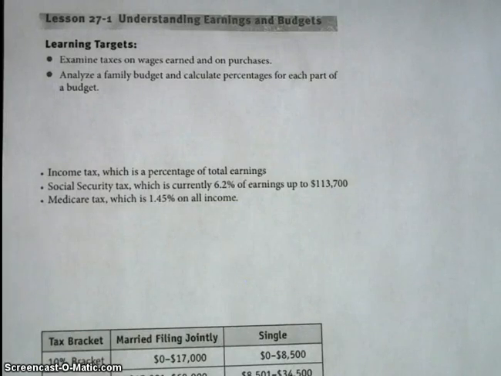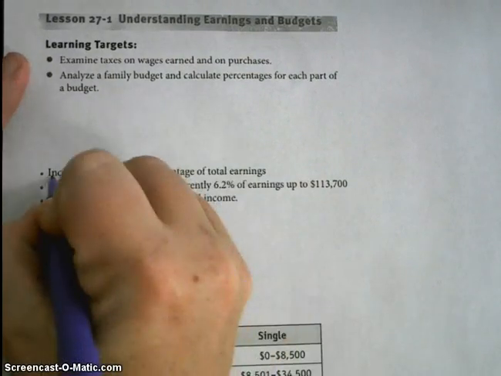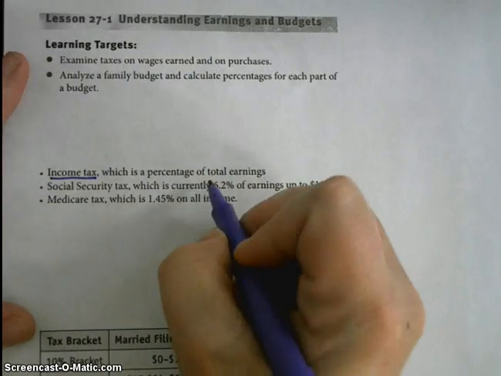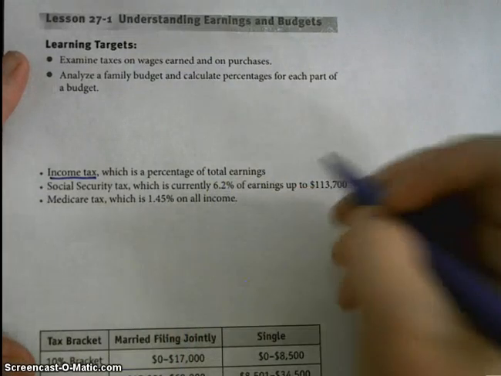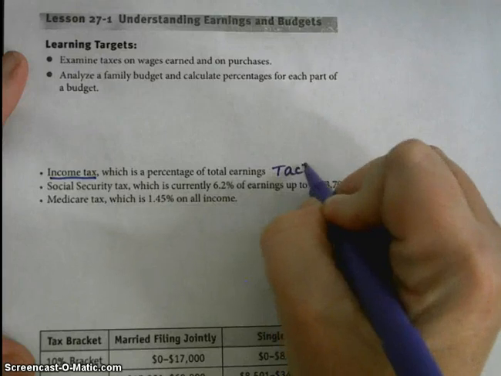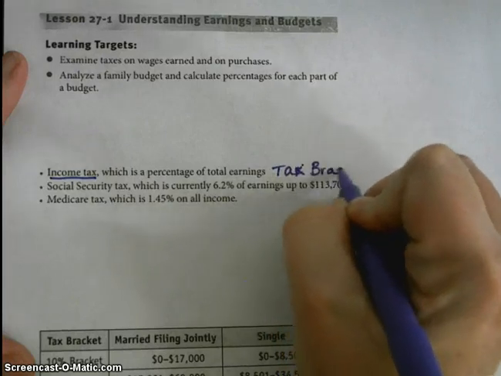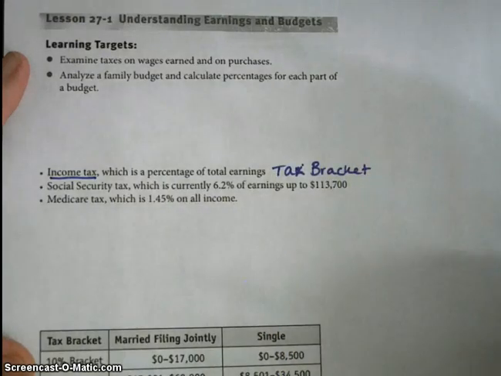Today we're going to begin looking at financial literacy. To do so, we have to talk about the money that we're earning versus the money that we actually take home after taxes. So to do that, we're going to look at the three different types of taxes on earnings. We have income tax, which is a percentage of total earnings. And to find income tax, we use what's called a tax bracket. And we'll look at that in just a minute.